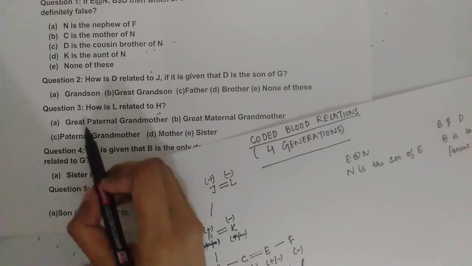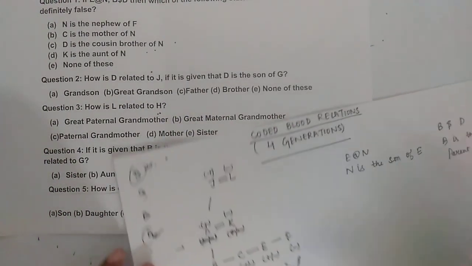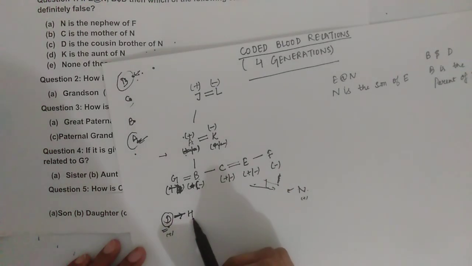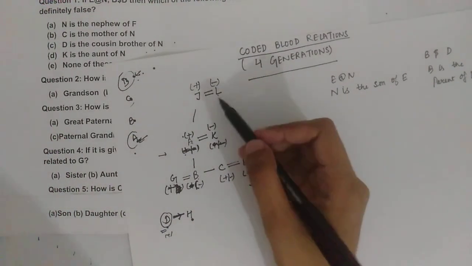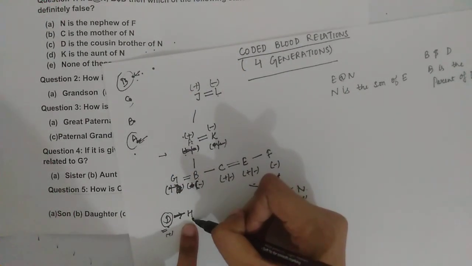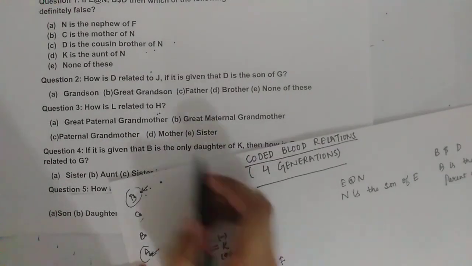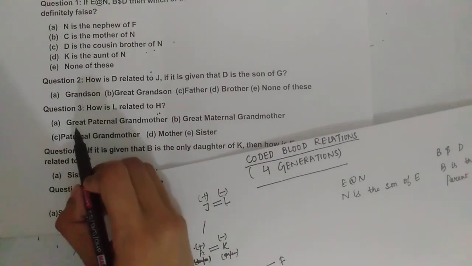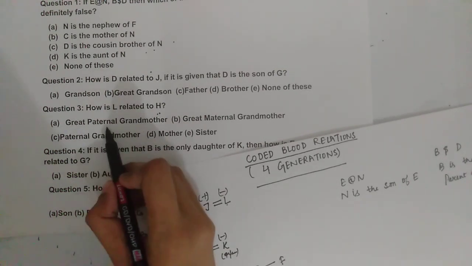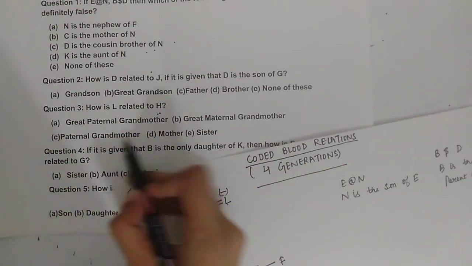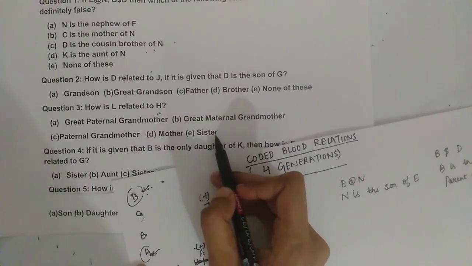See the next question. How is L related to H? How will L be related to H? So same procedure, great grandmother. Fine. Now see, in the options, great grandmother is not there. Now see the twist over here. Great paternal grandmother, great maternal grandmother, paternal grandmother, mother or sister. Which is the correct option? How is L related to H?